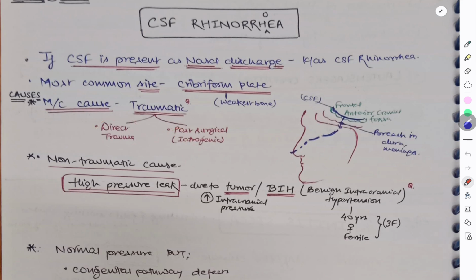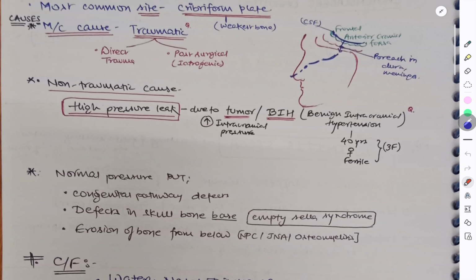What are the non-traumatic causes? Non-traumatic cause is high pressure leak. It may be a tumor or BIH that causes increased intracranial pressure. What is BIH? It is benign intracranial hypertension, seen in fertile females in their 40s. There can also be cases where the pressure is normal, but CSF rhinorrhea may still be present.